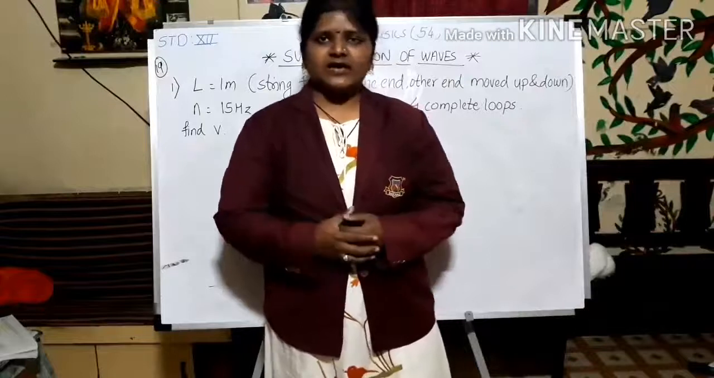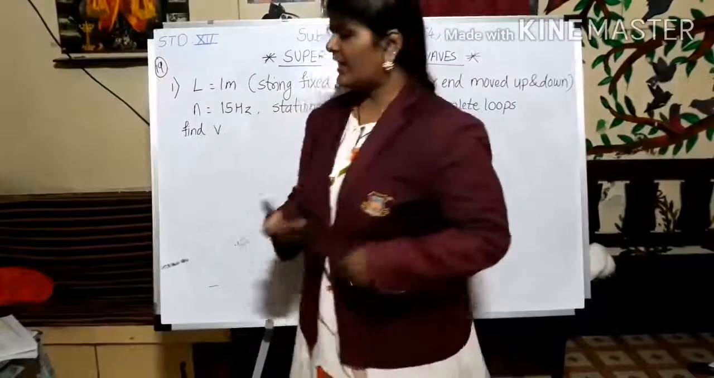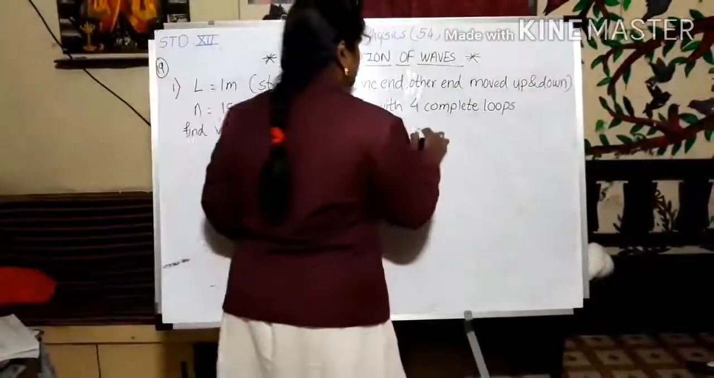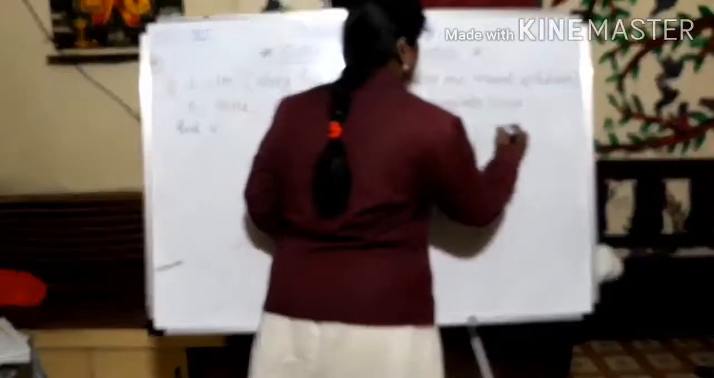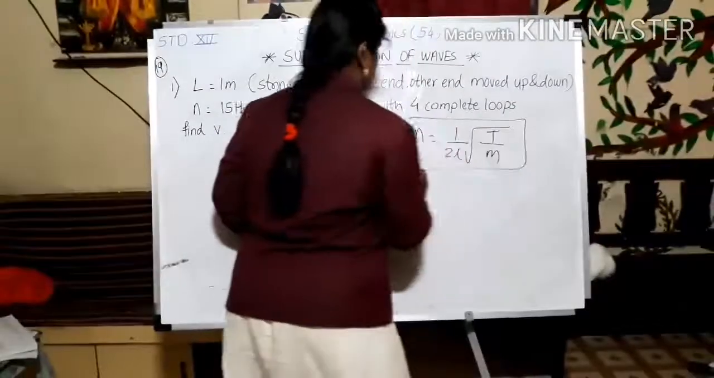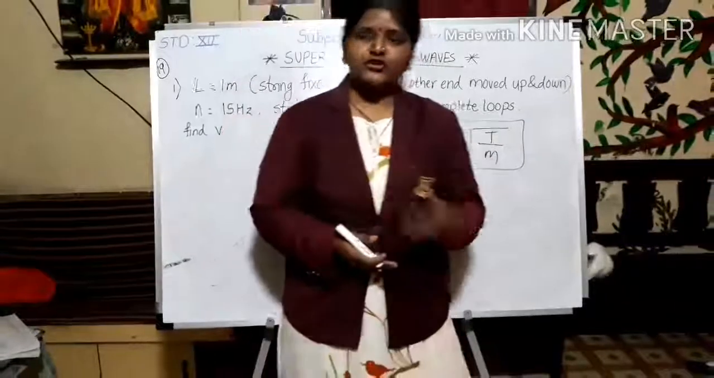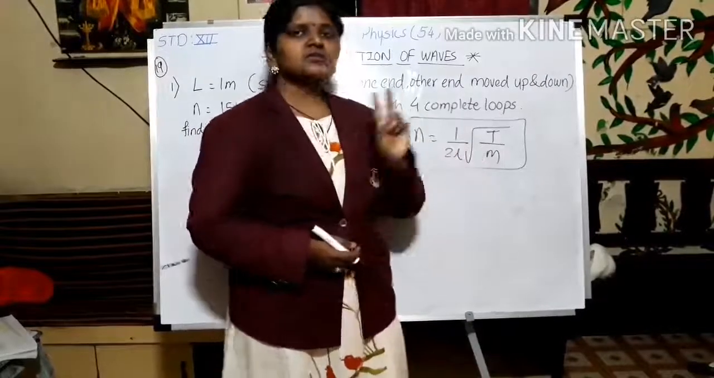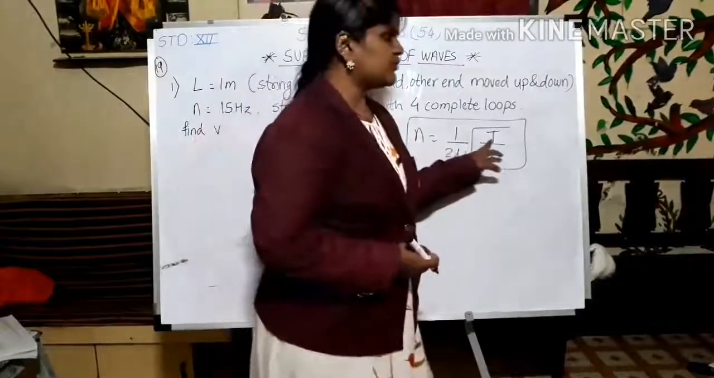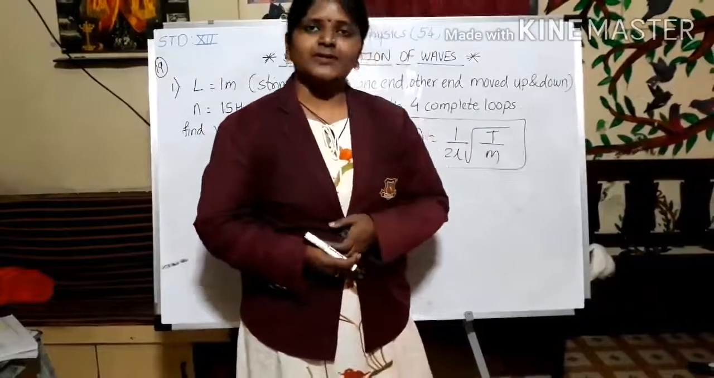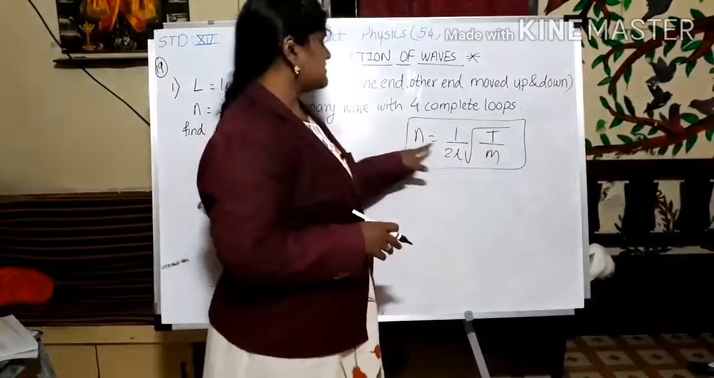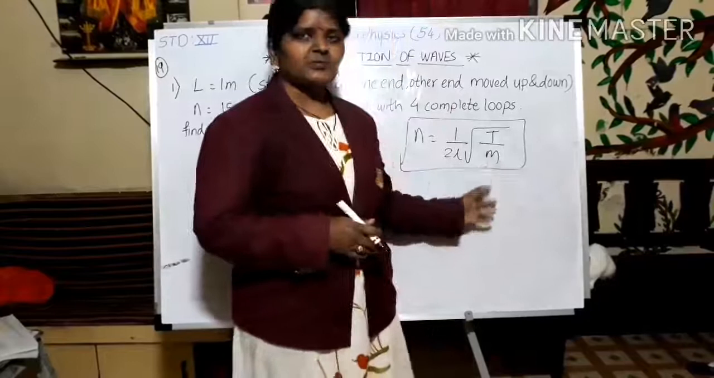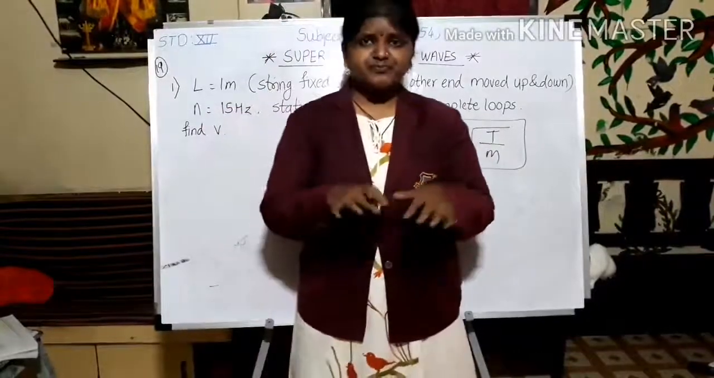To verify the laws for the string, by looking at the formula n is equal to 1 by 2l under root T by m, and by considering this formula, we have stated the laws. First one is the law of length, n is inversely proportional to L. Second one is the law of tension, n is directly proportional to root T. Third one is the law of mass density, n is inversely proportional to root m. Okay, so these were the laws related to that.